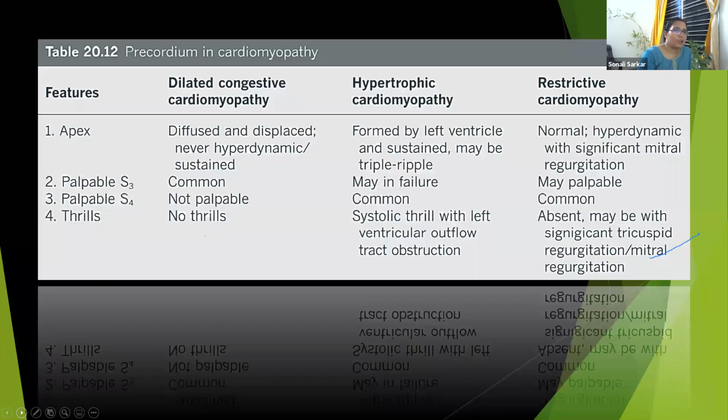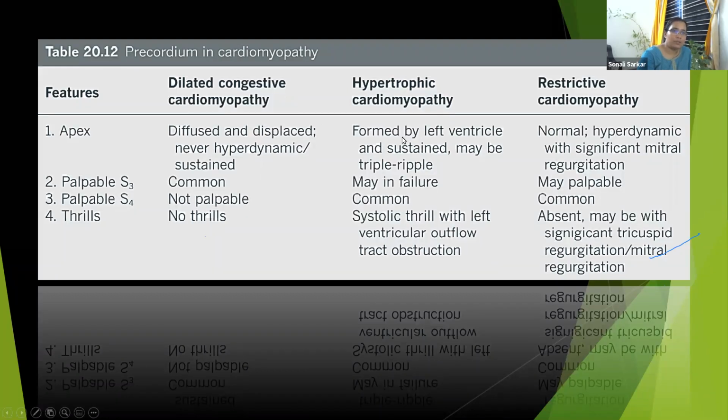Now, in cardiomyopathy. In dilated cardiomyopathy, what will be the apex? The heart dilates, goes down and out. In hypertrophic cardiomyopathy, the heart wall is thickened, but it does not dilate. While in restrictive cardiomyopathy, the heart will not be able to expand properly. So what will happen to the apex? In dilated cardiomyopathy, volume overload of the heart, apex will be displaced down and out. But since the patient is in failure, the apex will not be forceful or well sustained.